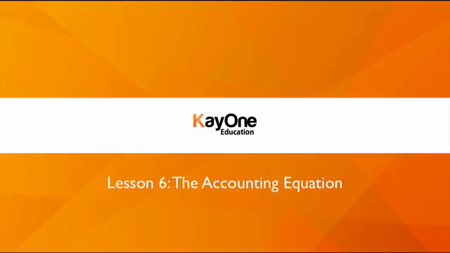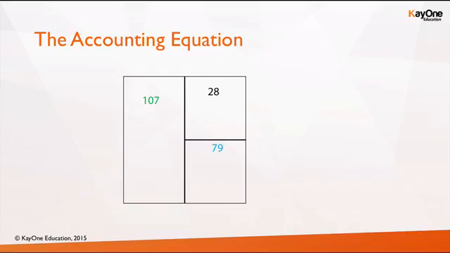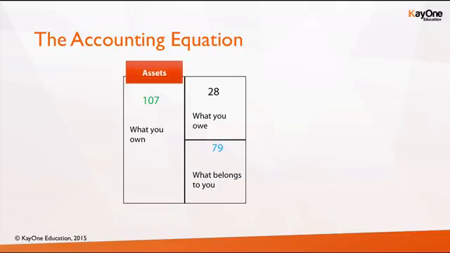6. The accounting equation. One of the most important concepts in understanding financial statements is the accounting equation. Do you remember this table? This table showed what you own on one side, and on the other side it showed what you owed and what belongs to you. In other terms, on the left hand side you had your assets, and on your right hand side you had liabilities and equity.